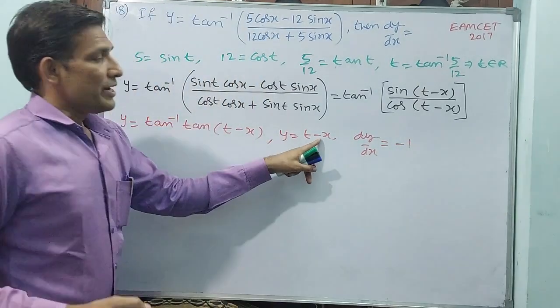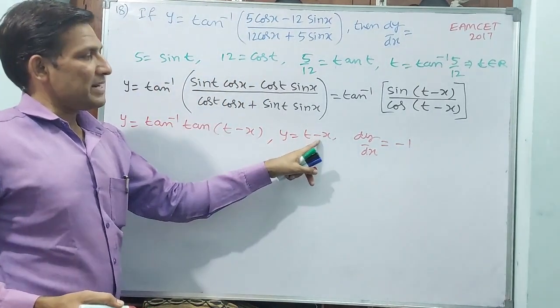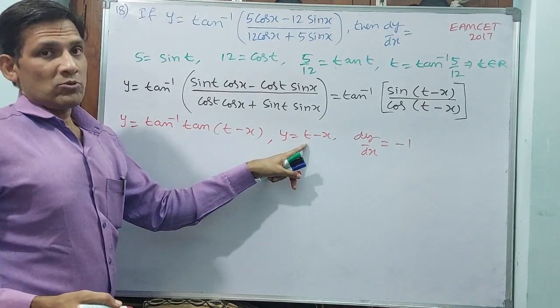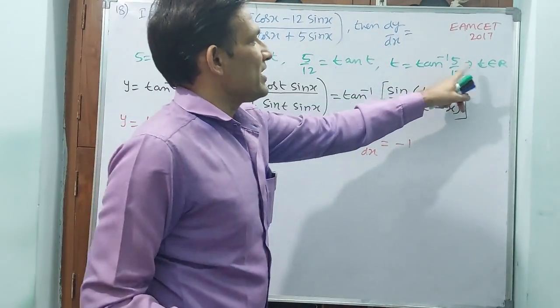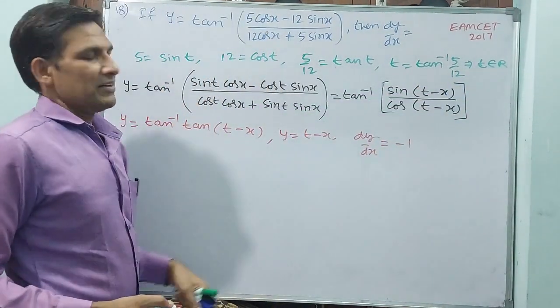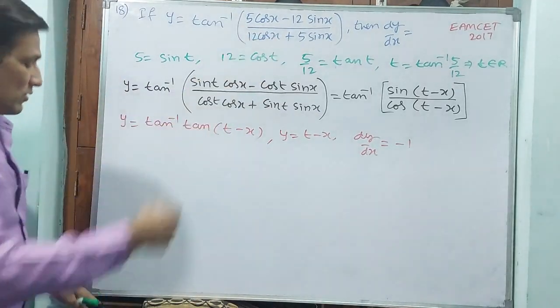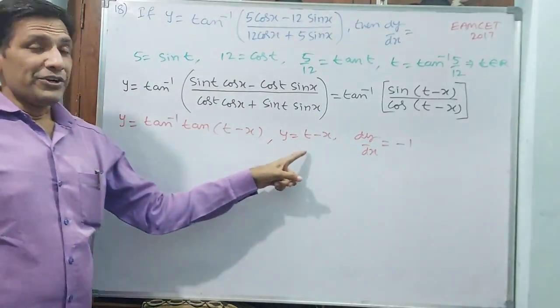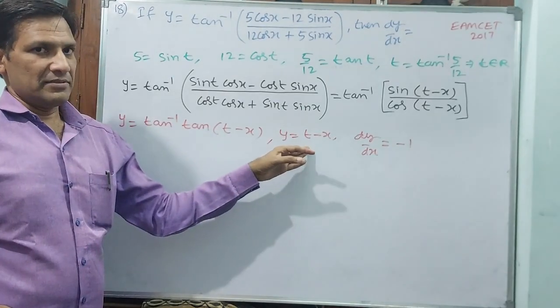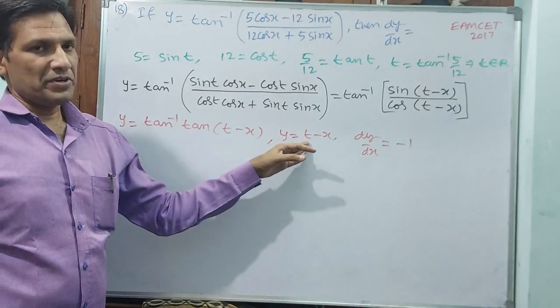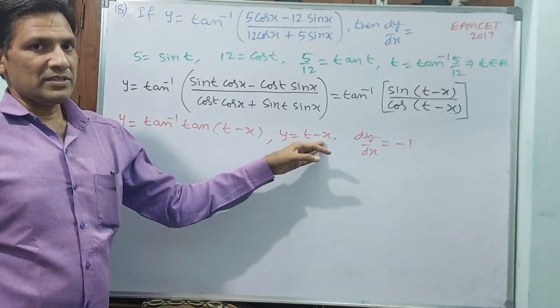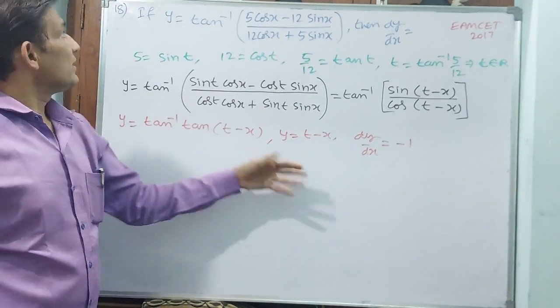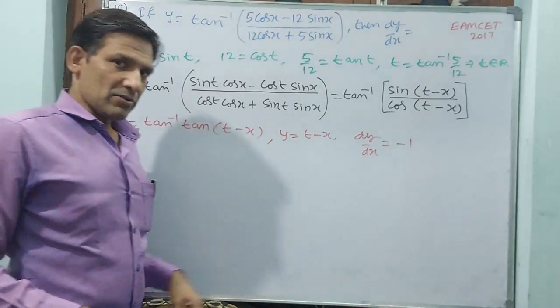Why? Because d by dx of x is 1, but minus is there, minus 1. What about d by dx of t? 0. Why? Because t is a real number. Understand? That is why I have found the value of t also. t is like a constant. That is why d by dx of t is 0. d by dx of x is 1, but minus is there, minus 1. The answer is minus 1. Let us go for the next question.